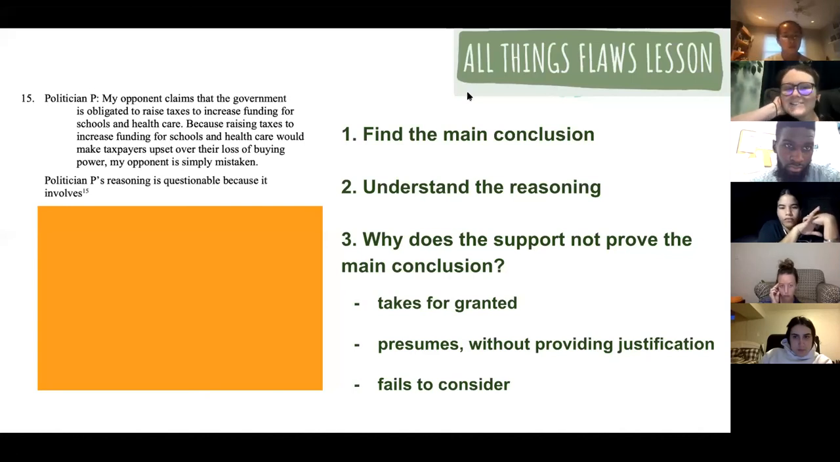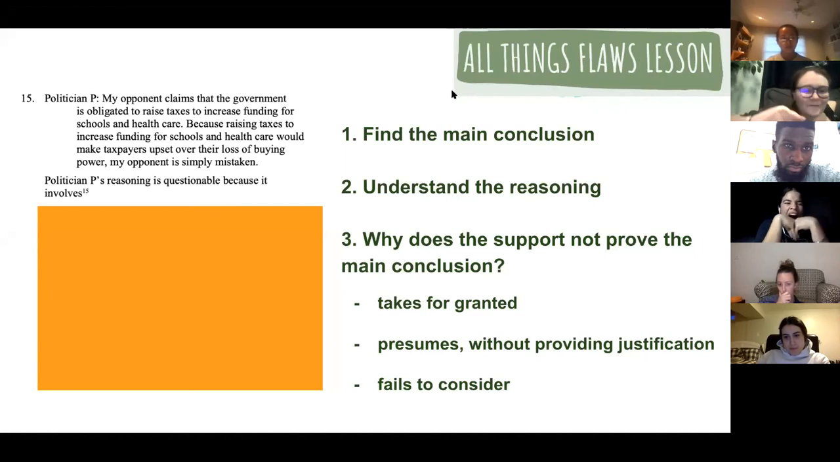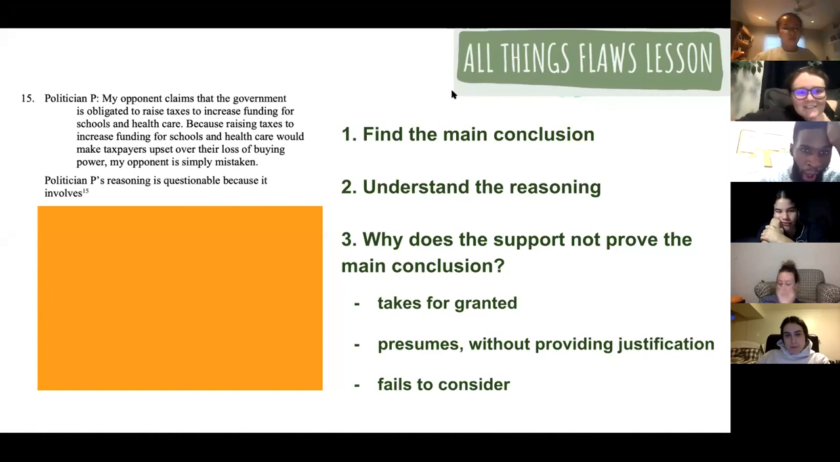All right, so politician P is saying, my opponent claims that the government is obligated to raise taxes to increase funding for schools and healthcare. So this other person, my enemy, is saying that the government needs to raise taxes to increase funding for schools and healthcare. Because raising taxes to increase funding for schools and healthcare would make taxpayers upset over their loss of buying power, my opponent is simply mistaken. So my conclusion is my opponent is simply mistaken. And why am I saying that, Anna?